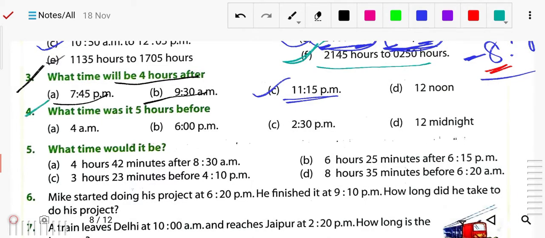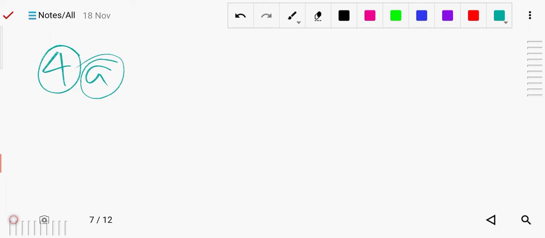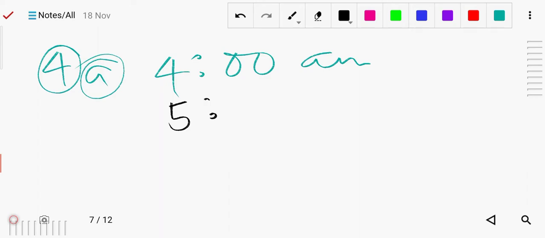Now next question you can see, question number 4A, 4 AM. So this 4 AM you can solve. It is given 4 AM. In this 4 AM you have to subtract, meaning you have to find 5 hours before. 5 hours before means you have to subtract 5 here. Can we subtract 4 minus 5?